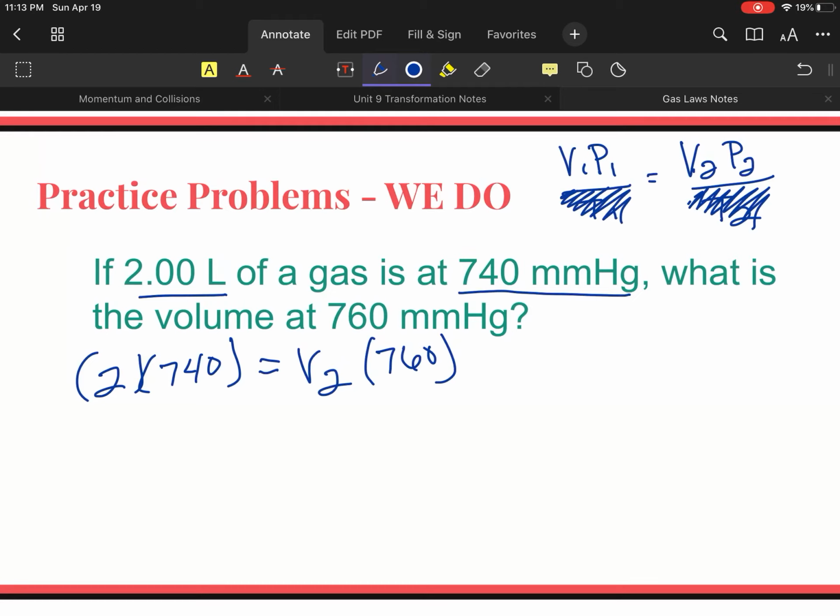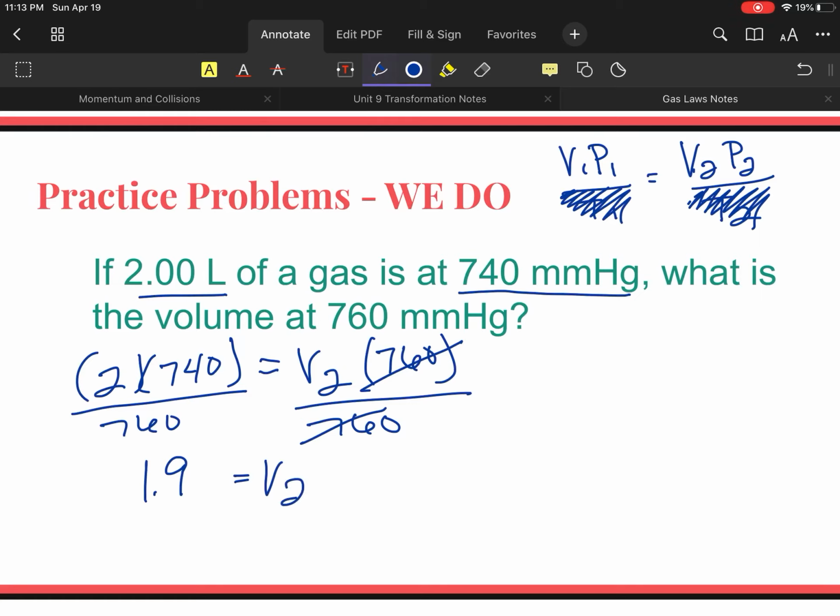that's my pressure, right? So now I can just solve by dividing by my 760. That's going to get my V2 by itself. So I'll do 2 times 740 divided by 760. And you end up with about 1.9 as my volume. And again, this is volume, so this is going to be liters.